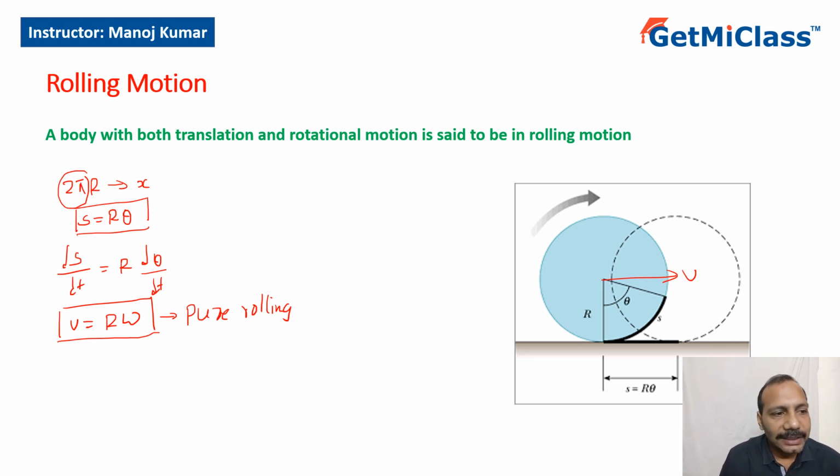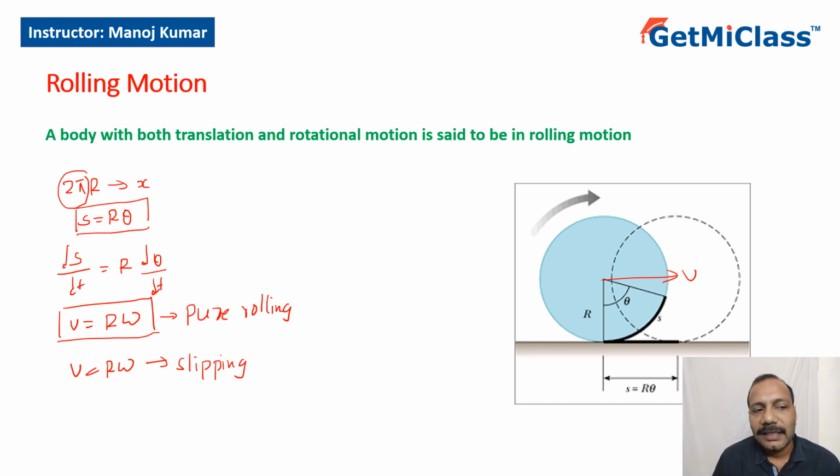Now we have other conditions also. If v is less than r omega, what does that mean? The body is having greater angular velocity but lower translational velocity. Then this situation is called slipping. You can visualize this as a situation where a vehicle is stuck in mud. We are accelerating, the tire is rotating, but the vehicle is not able to move forward at the same rate. So when velocity is less than r omega, or the translational motion is less than the rotational motion, then we say it is slipping.